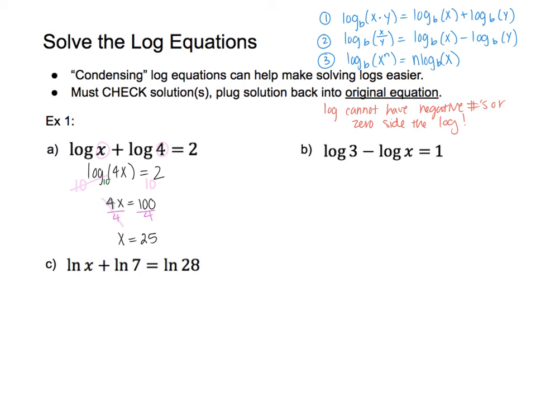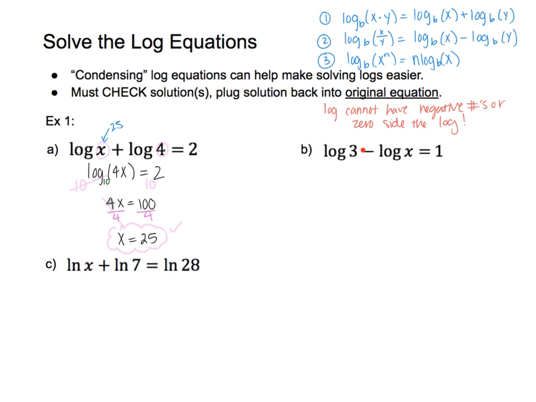And this could be my answer, but let's double check here. If I were to plug 25 in for x, that would still be a positive number inside the log, so we're good. So as long as the number is a positive, you're fine if it's inside the log. So this is my final answer. 25 is a valid answer. All right, let's move on to the next one here.